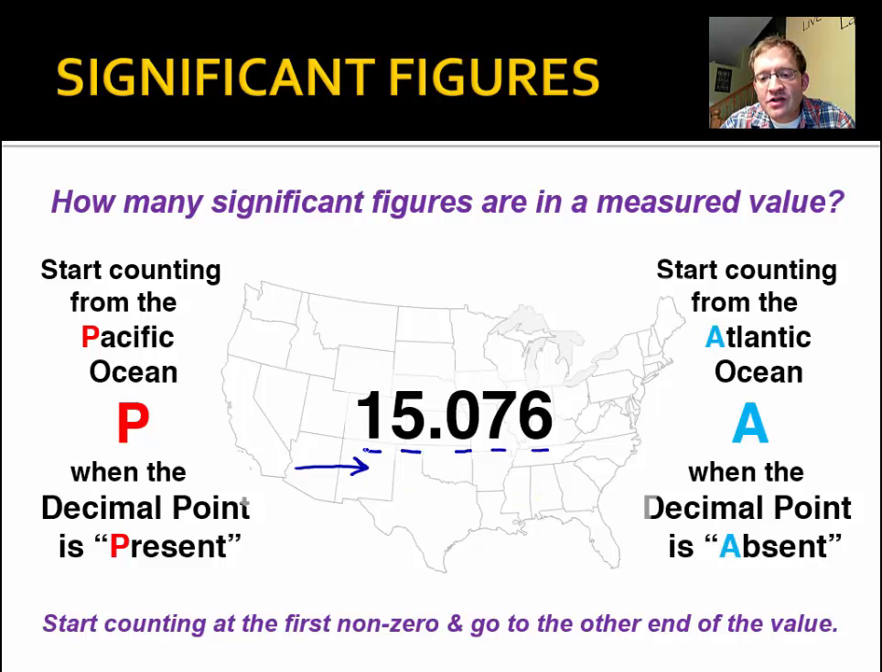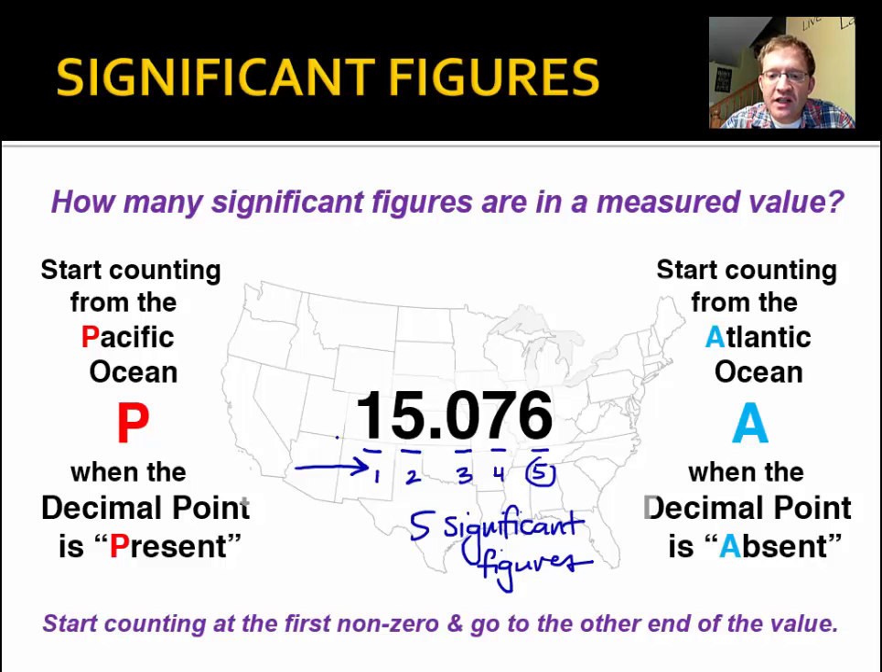Start counting at the first non-zero, 1, and count every digit after it until you get to the end of the number. So I'm counting these numbers off. This is 1, 2, 3, 4, 5 significant figures. 5 total significant figures in this value. In other words, we are certain of all the digits in 15.076. 15.076 has 5 significant figures. The 15076 are all significant figures.